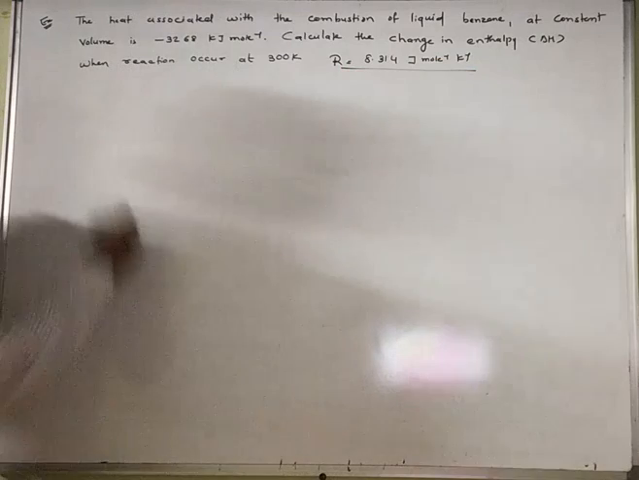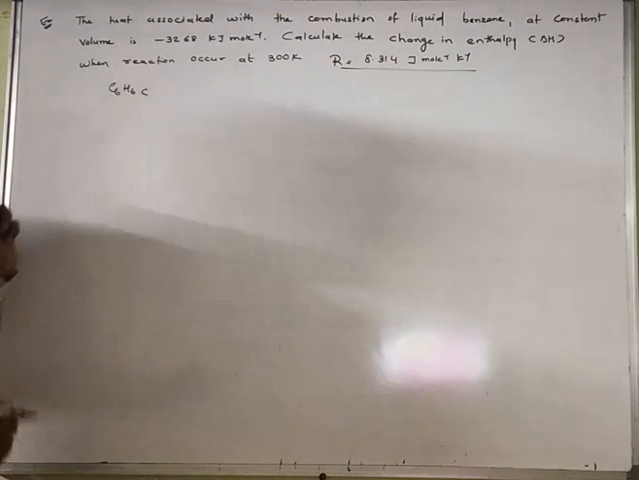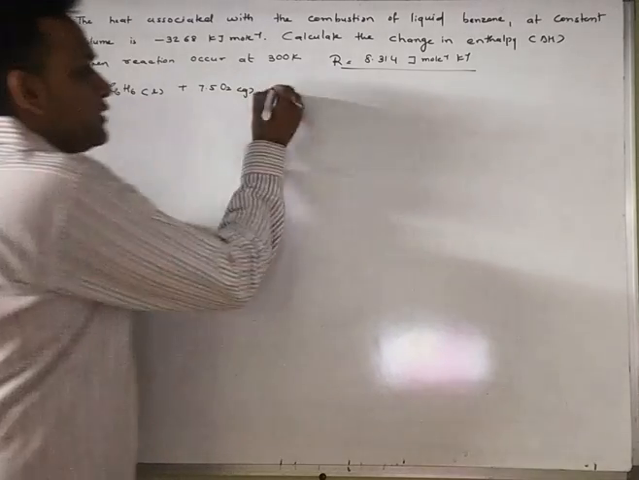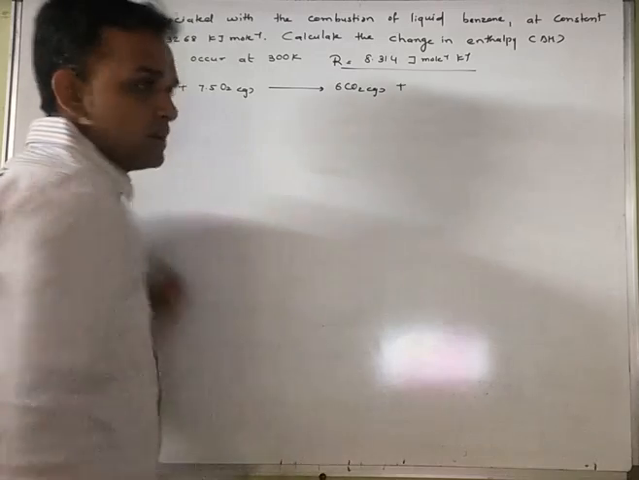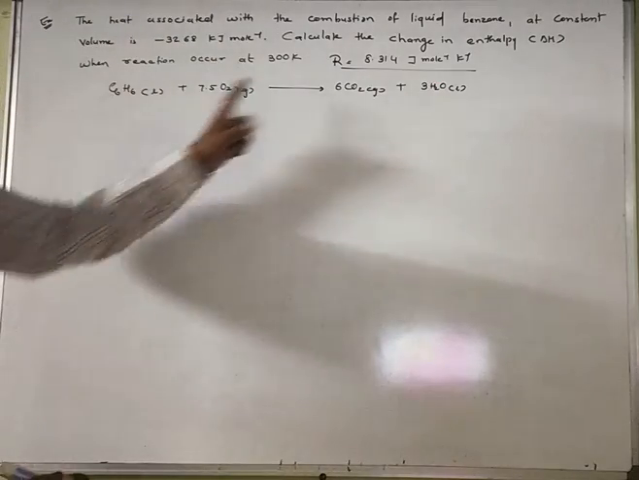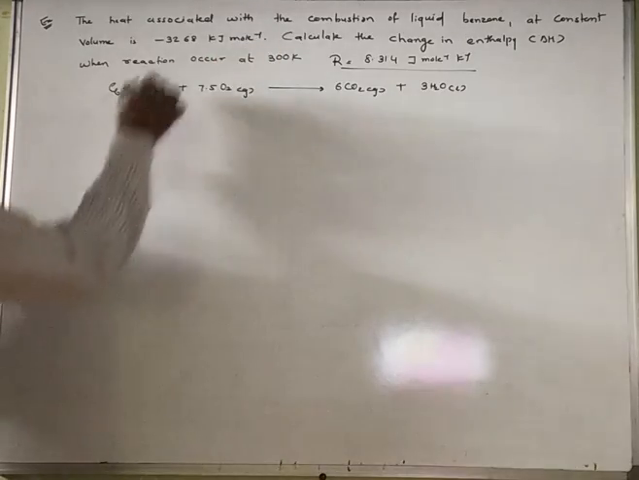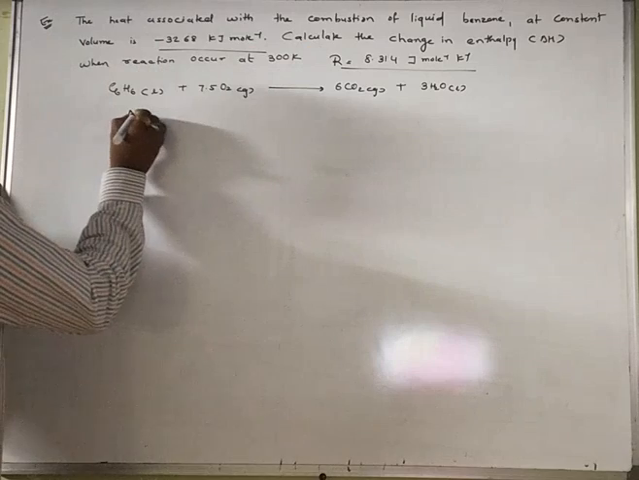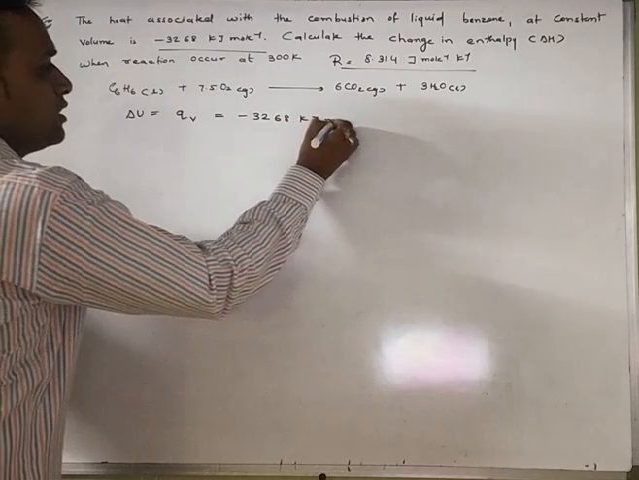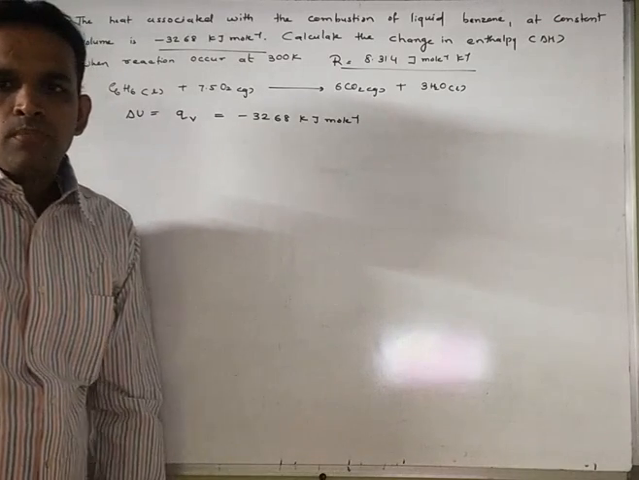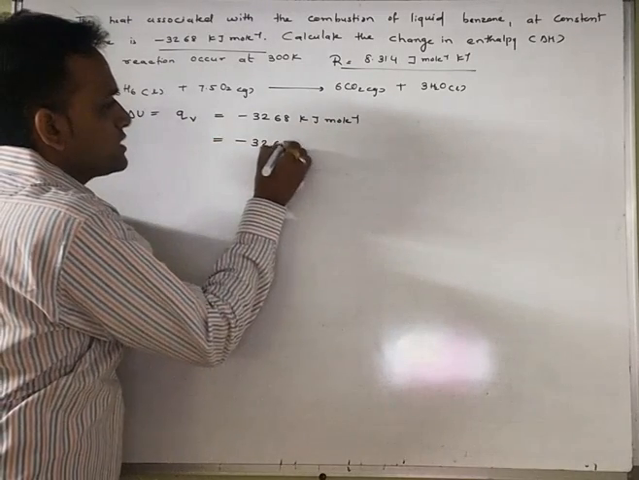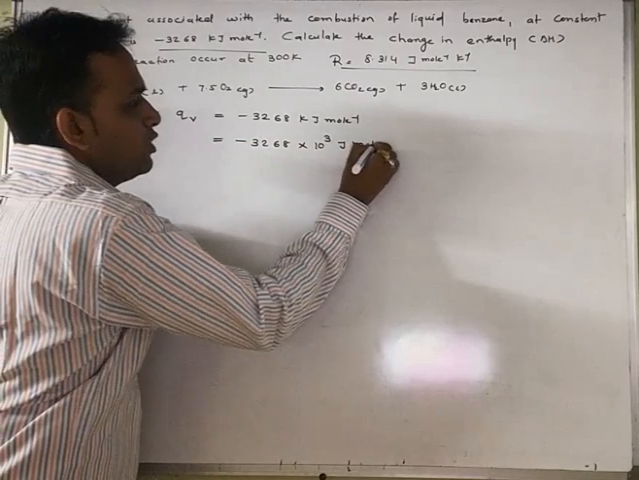And here the equation is given: C6H6 in the form of liquid, plus 7.5 O2 in the form of gas, you get 6 CO2 in the form of gas, plus 3H2O in the form of liquid. Now look here, calculate the change in enthalpy. Here constant volume is given and heat is given, so delta U is equal to QV and that is equal to minus 3268 kilojoule mole inverse. Understand? Right? Here it is given in kilojoule, so convert it to joule, so minus 3268 into 10 raised to 3 joule per mole. Understand?